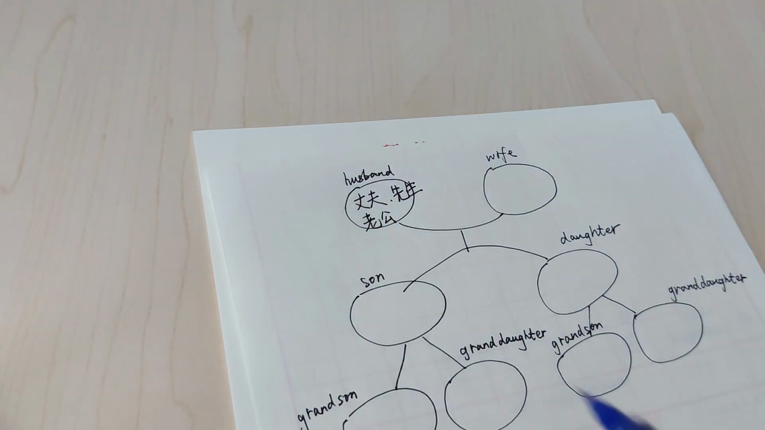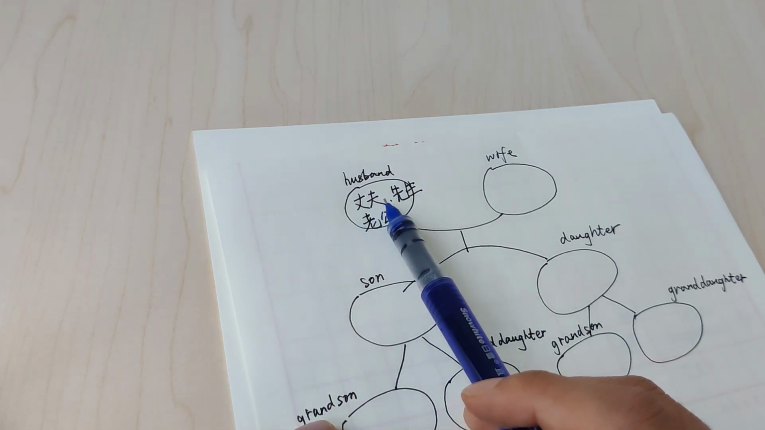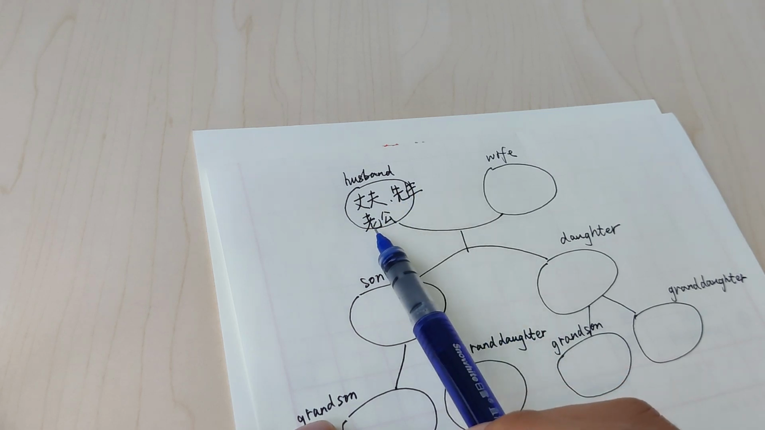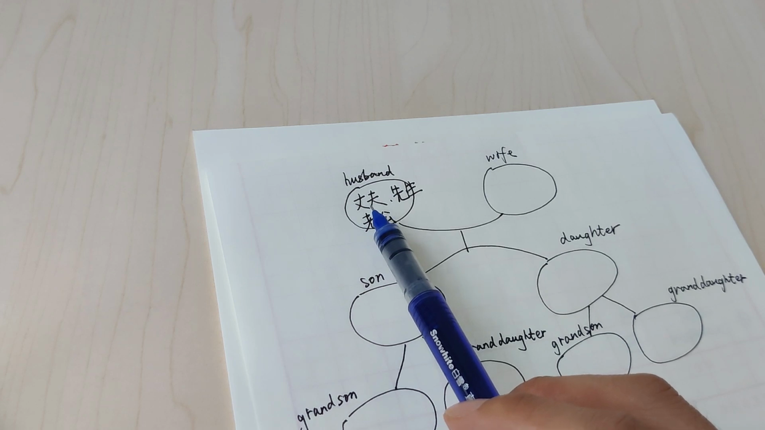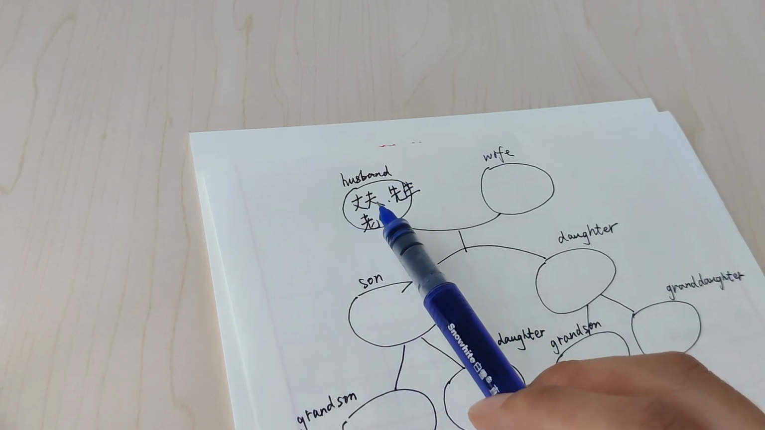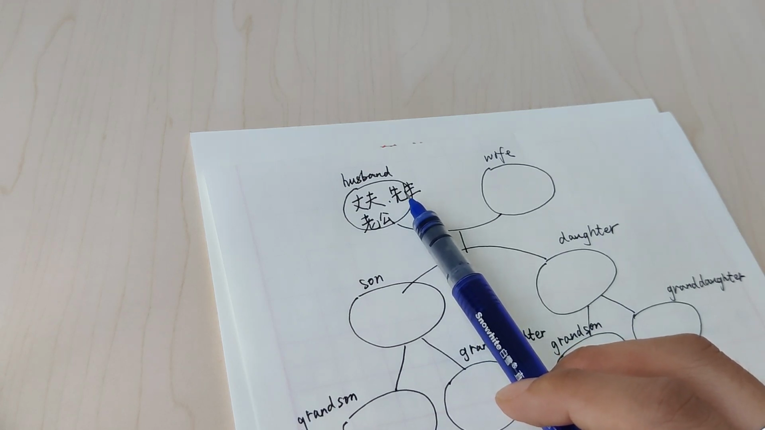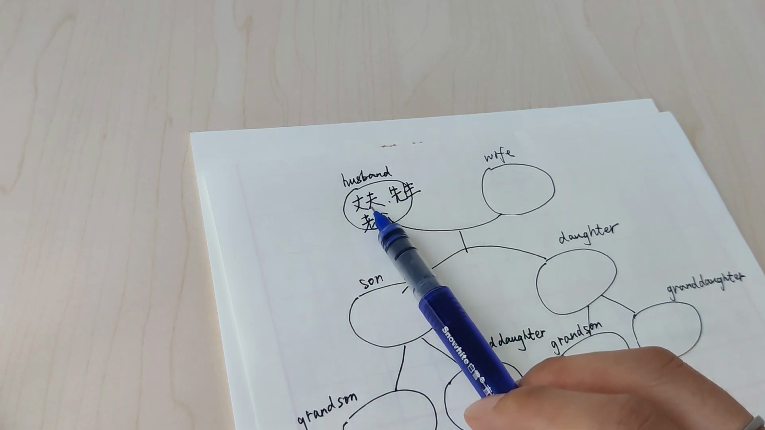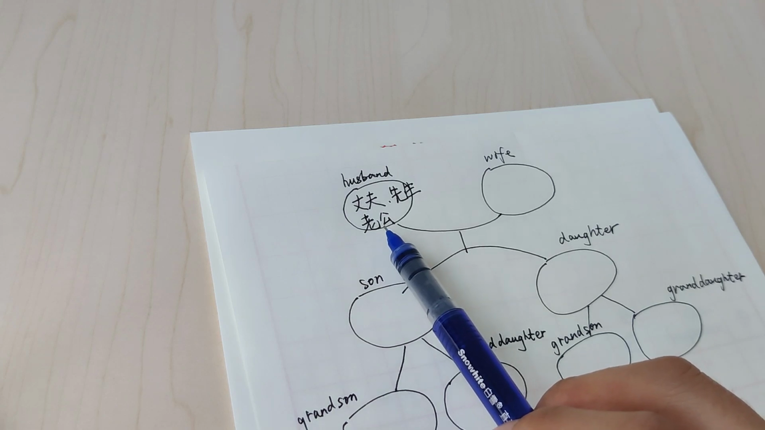Now we have 3 words for husband. The first one is 丈夫, the second one is 先生, the third one is 老公. So what's the difference? The first one, 丈夫, is the most formal word to say husband. And this word would be on the marriage license. It's super formal. As for the word 先生, it's formal and polite, but it's not as formal as 丈夫. And as for 老公, it's very casual. People will say it a lot in everyday life.